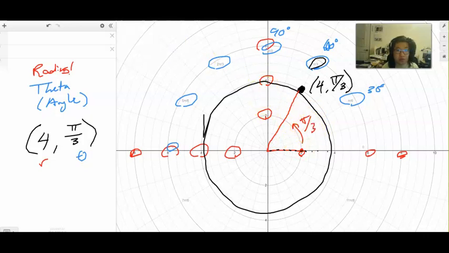Which I guess that should have been in blue, but same difference. Okay, cool. Let's do another quick example. I'm going to show you another one. Let me use another color.